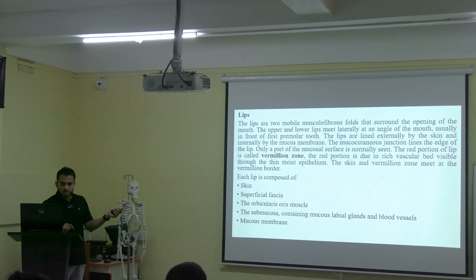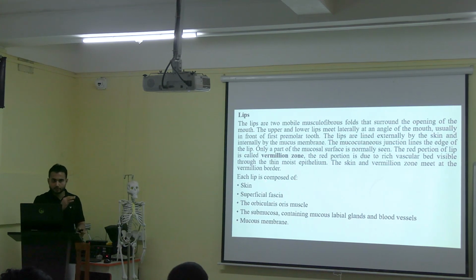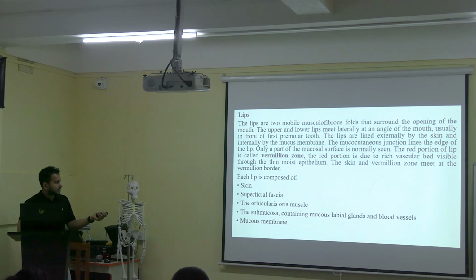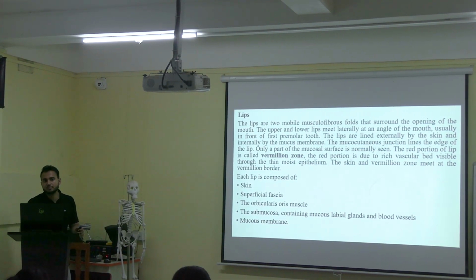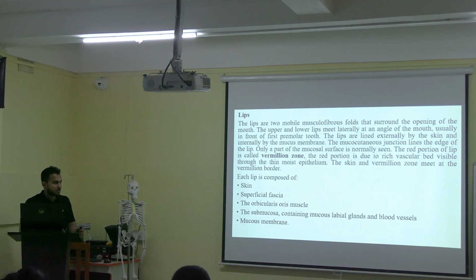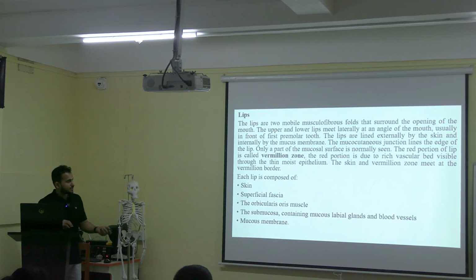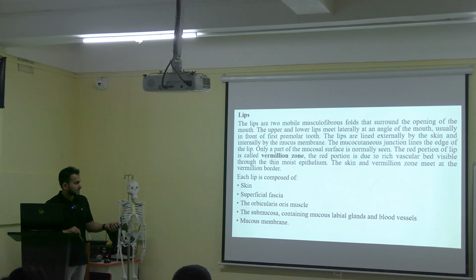Now if you see the structure of the lip, it has the following layers. First of all, externally we have the skin, then the superficial fascia, then the substance of the lip is made up of a skeletal muscle called orbicularis oris. Then the submucosa, where the labial glands are present along with blood vessels, and lastly the mucous membrane. This is the structure of the lip.